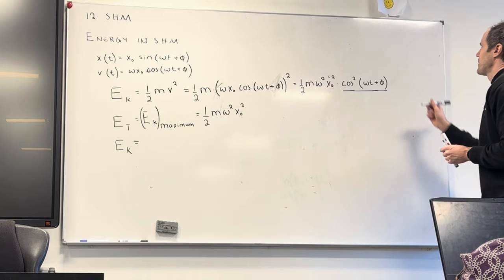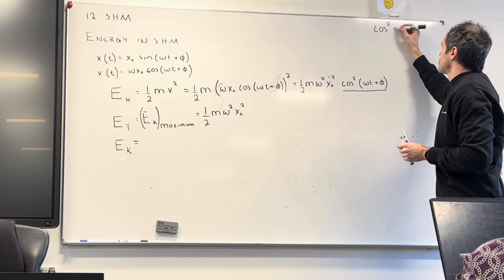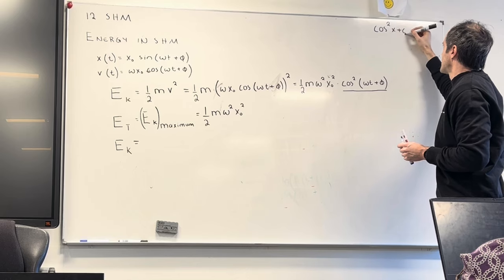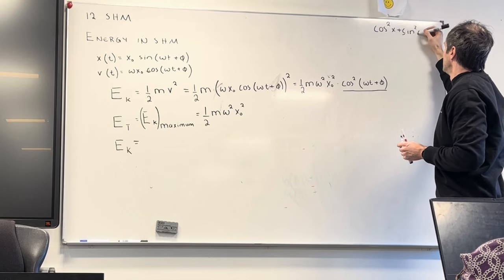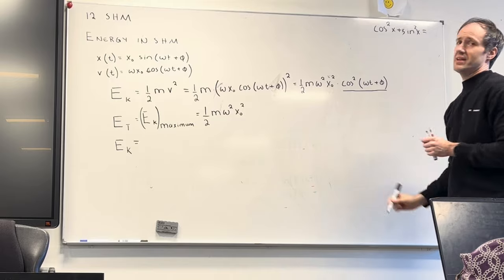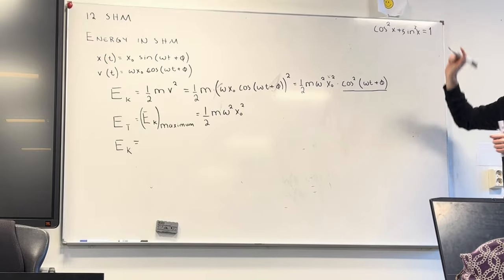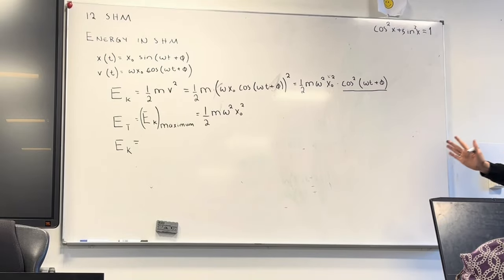in math, have you seen this one here? Cosine squared x plus sine squared x. What's that equal to? 1. Okay, you have seen it. Good.